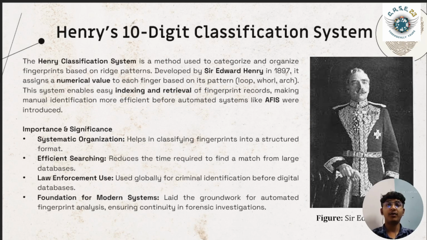Today's automated fingerprint identification systems, AFIS, are built on the same principle as Henry's classification, except now computers do the hard work. Think of it this way: if AFIS is like Google for fingerprints, Henry's system was the first ever filing cabinet that made fingerprint searching possible. Without it, fingerprint analysis as we know today wouldn't exist.